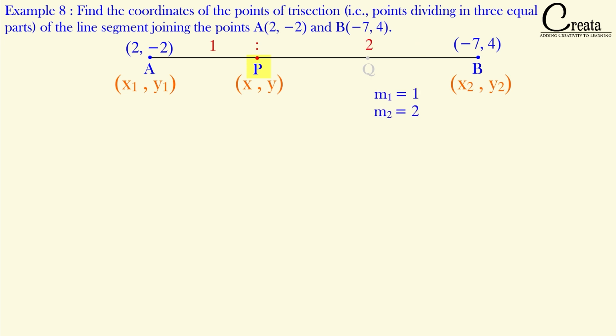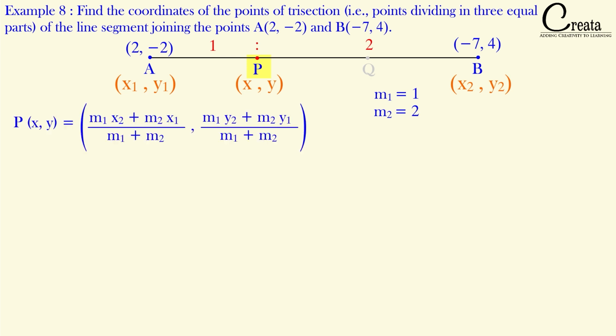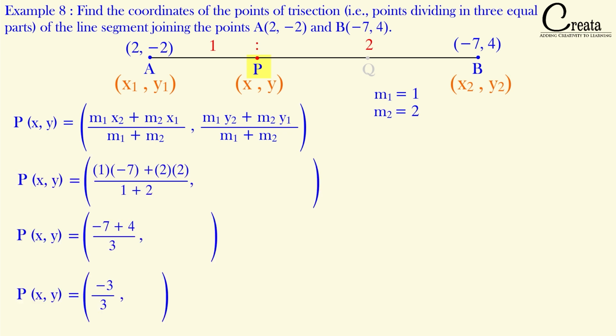Got it? So we know all the values. Let's use the section formula and find the x coordinate. Let's put the values. On solving, we got x as -1. Got it? Simple calculation.